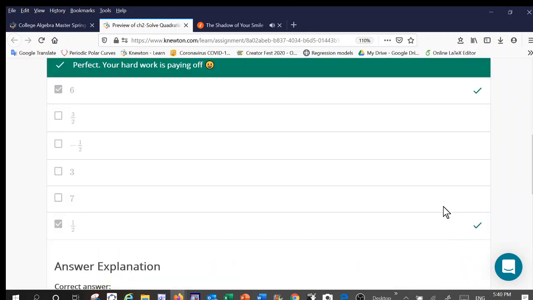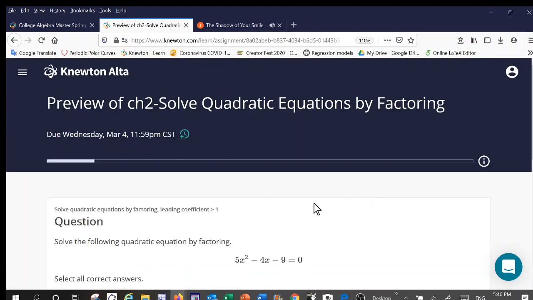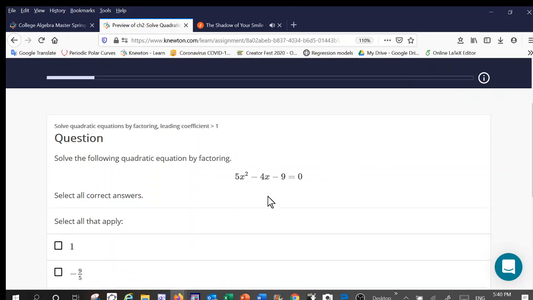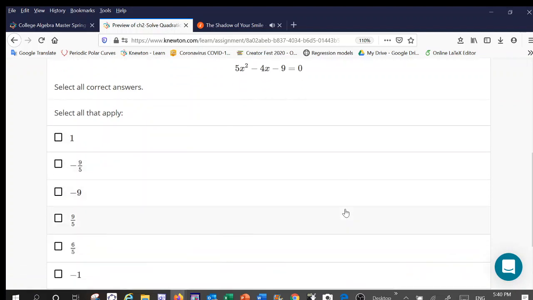Okay, so that's quadratic equations by factoring. And here's another one. Again, the same thing. 5 times -9 is -45. So we want two numbers that multiply to get -45 and add to get -4. What are the two numbers? Well, let's do one more of these.